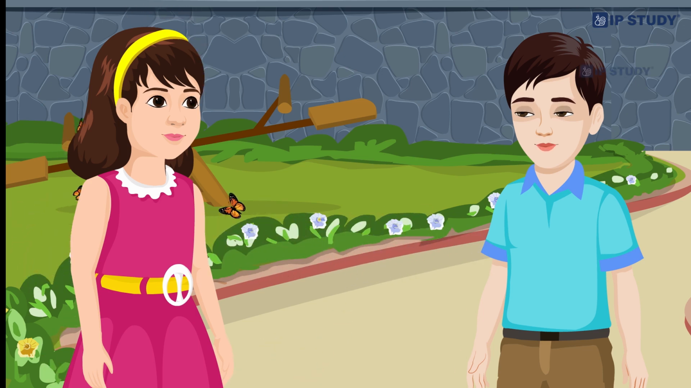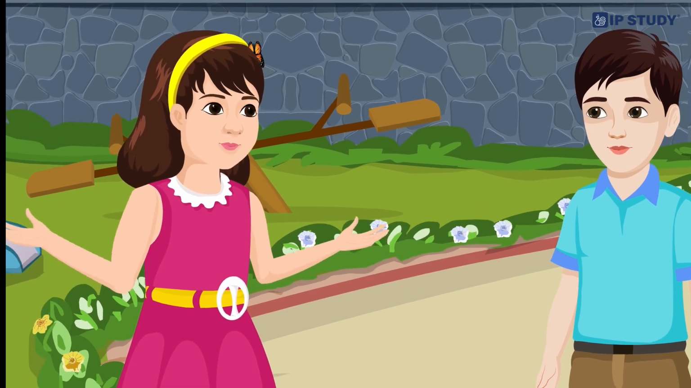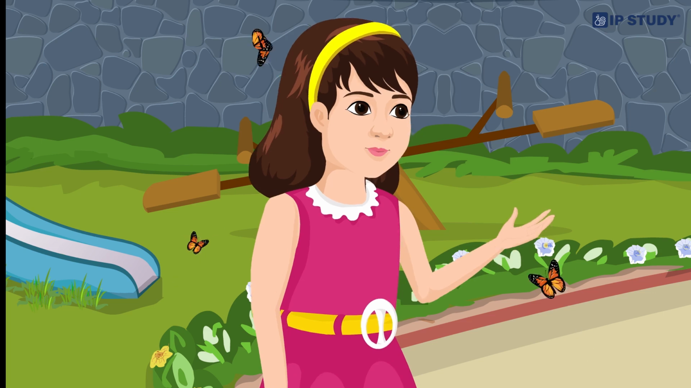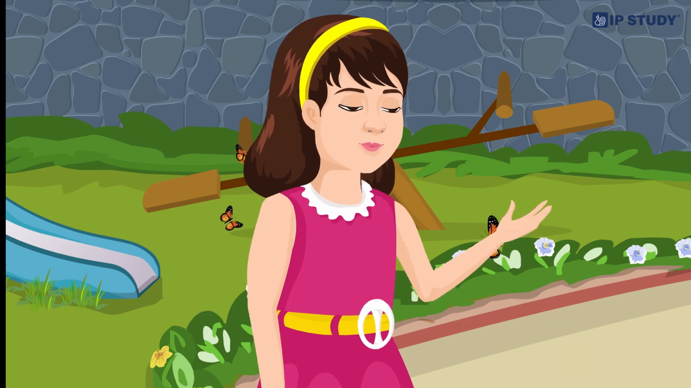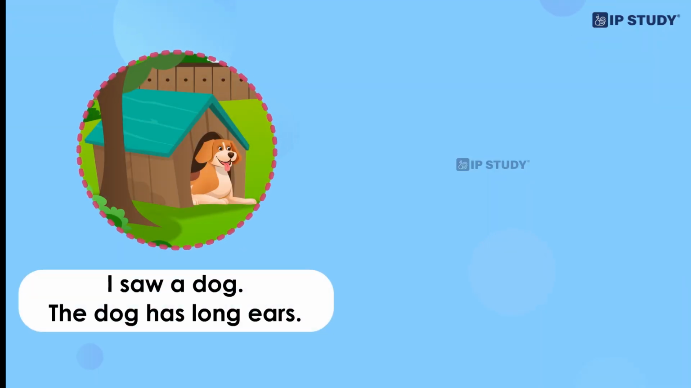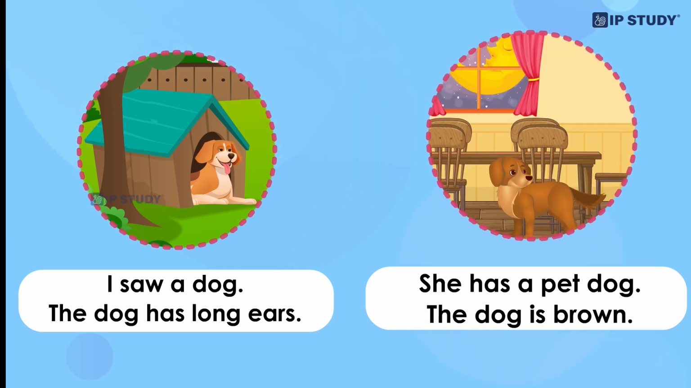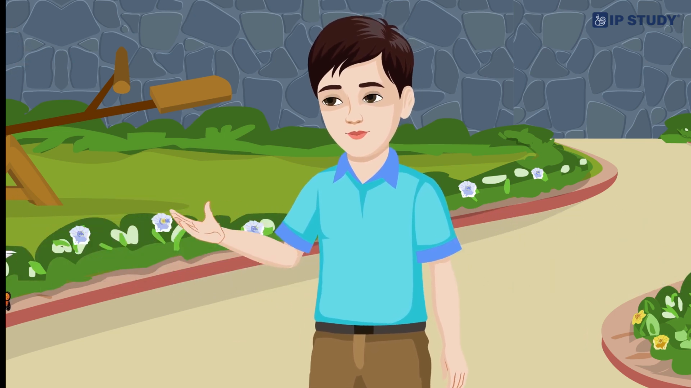Okay. We also use the when we mention something again. The is used with both singular and plural nouns. Example: I saw a dog. The dog has long ears. She has a pet dog. The dog is brown. Got it, Janvi.